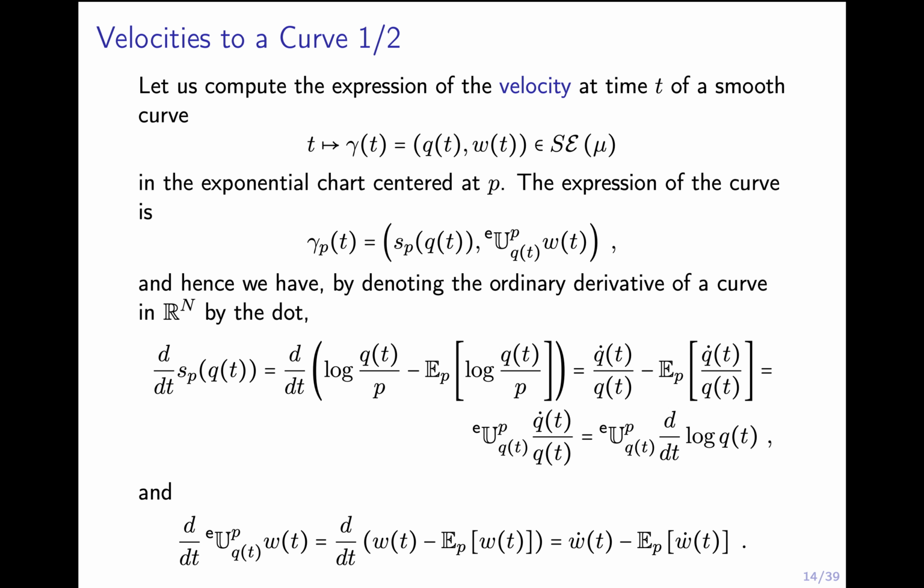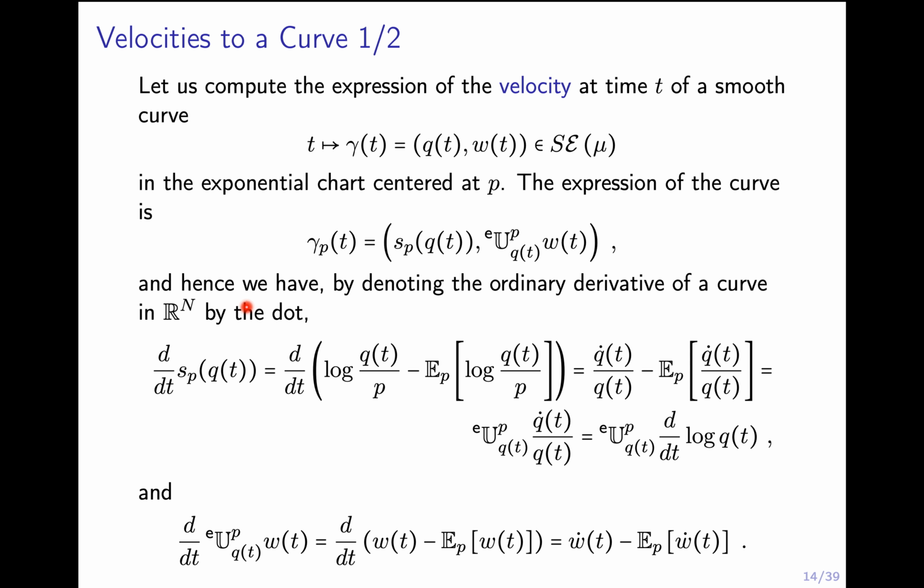Okay, so we want to talk about mechanics, so we need to introduce velocity. So let's take a curve. A curve is a set of points which depend on t, and then we have vectors defined along the curve. We want to represent our curve in the exponential chart, so we use SP to represent the point, and we use the parallel transport in order to represent the vector in the chart.